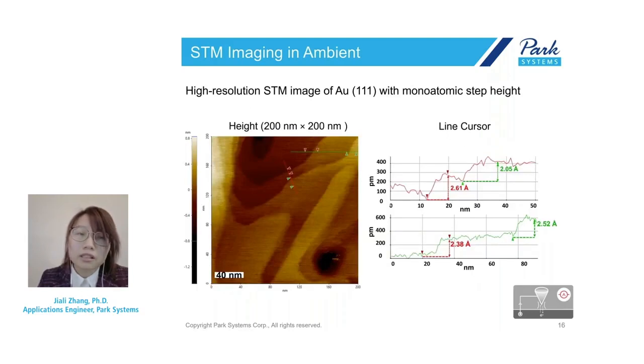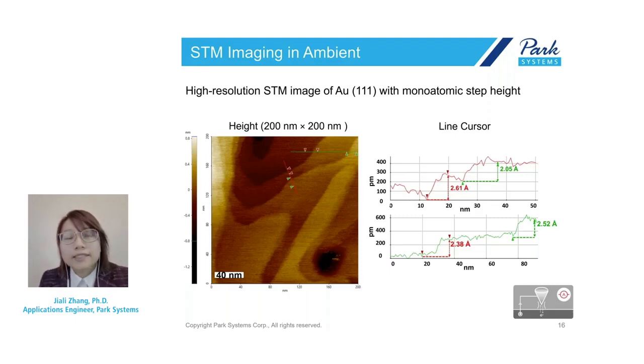Then we keep zooming in to a 200 by 200 image area. The gold step height of this atomically flat gold 111 terrace was quantified in our line profile. And this was done in our data analysis software, XEI. This profile shows you the flat terrace has a single gold monolayer step height of about 2 to 2.6 angstroms. This is in good agreement with the theoretical value of monolayer gold thin film height.